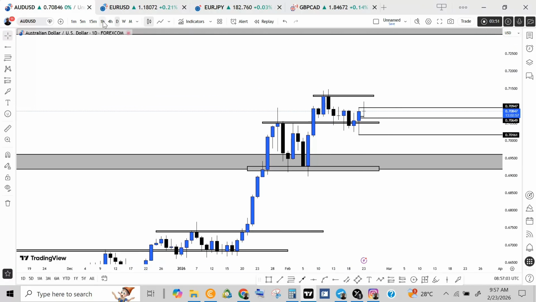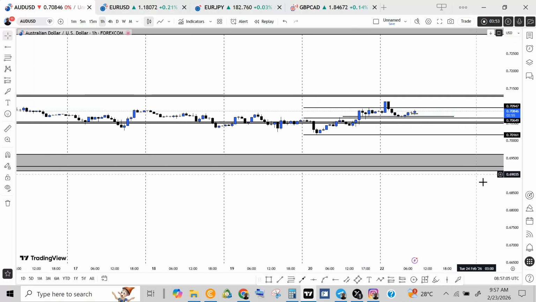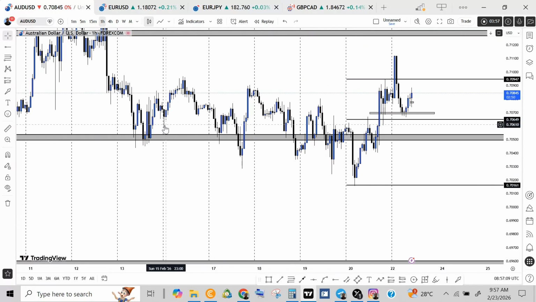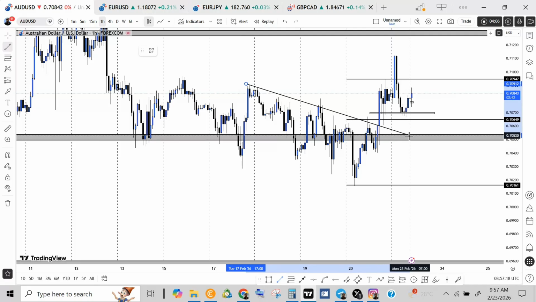Now you go to a lower time frame again to see what structure the market is printing. You can see that it was making this level into this level. It even had a trend line that the market was following until it broke it out.